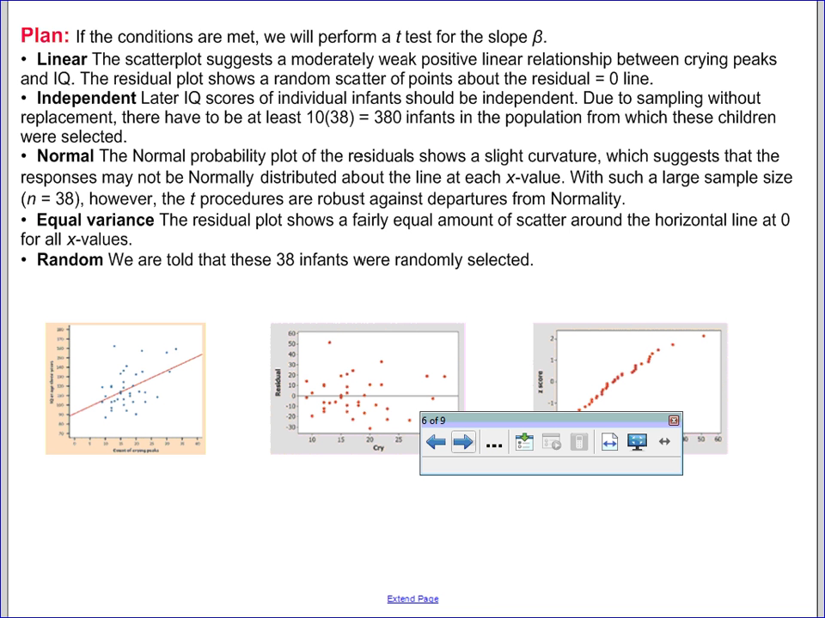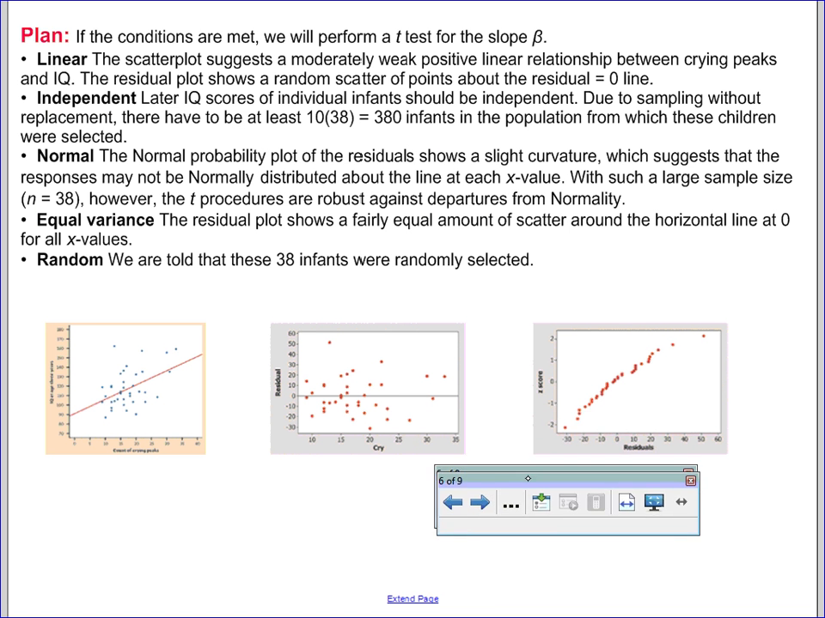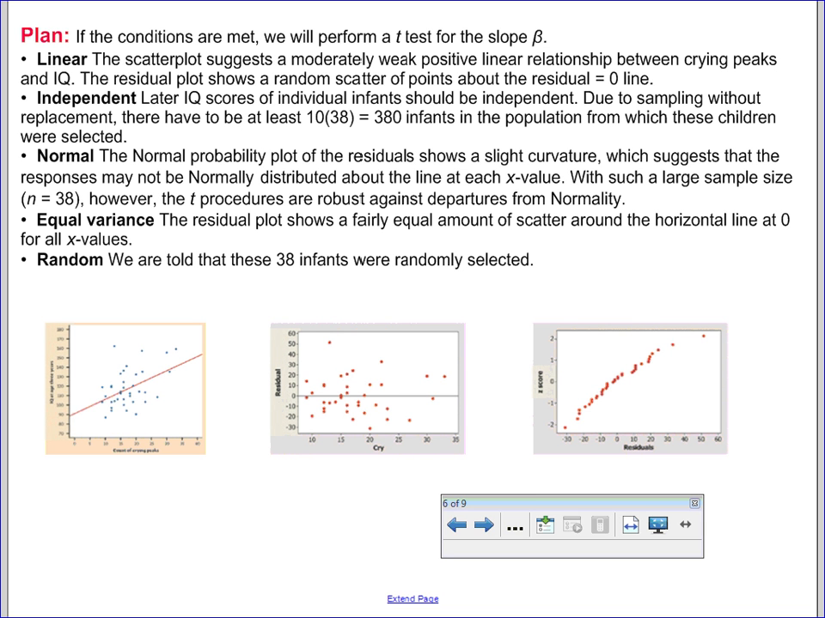Then we'd have to check our conditions. Remember, the conditions are linear. Is the data linear? Well, here is the residual plot. There does not appear to be a pattern in the residual plot. So we would appear to have linear data. Independent.